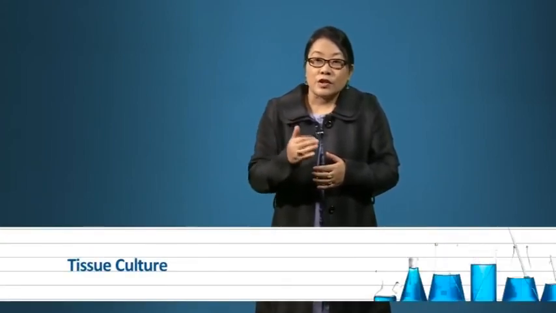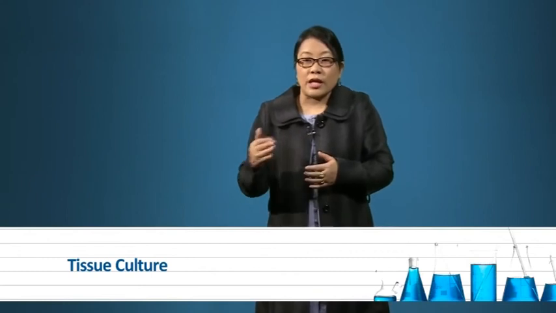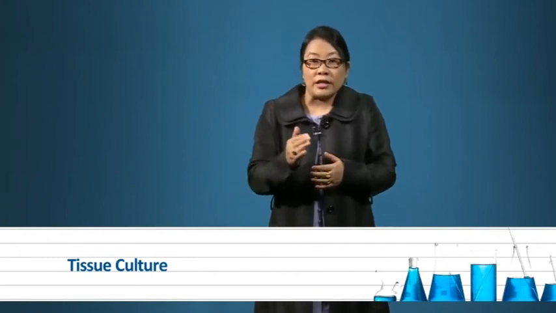Field gene banks include active collections of germplasm in field or nursery conditions of plants which cannot be maintained as seeds. Next, tissue culture includes in vitro or in glass active collections of plant tissue cultures stored in slow growth conditions.